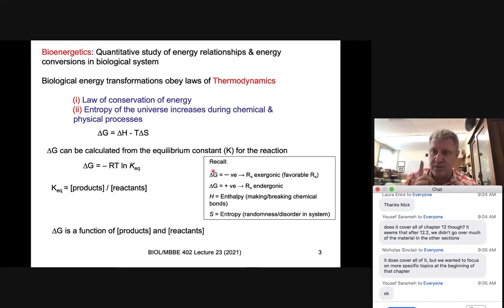We recall specifically, and this is really important to understand, that when we have a negative delta G, the reaction is exergonic, and it's a favorable reaction to move forward. When it is positive, it's an endergonic reaction, and therefore we're going to have to provide energy to move forward. It's not a favorable reaction, and that's where we get those coupled reactions occurring.